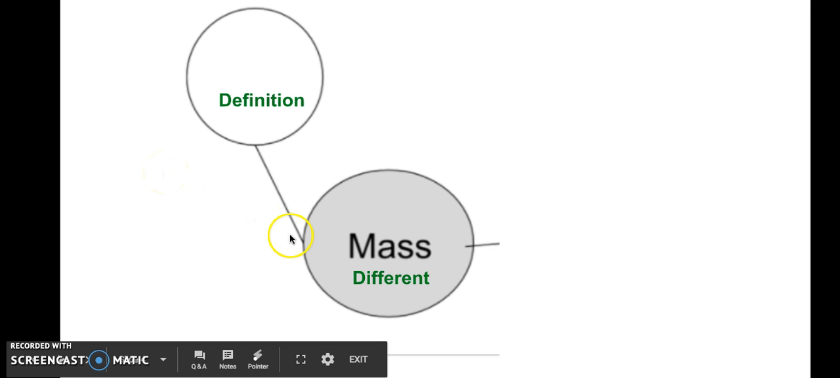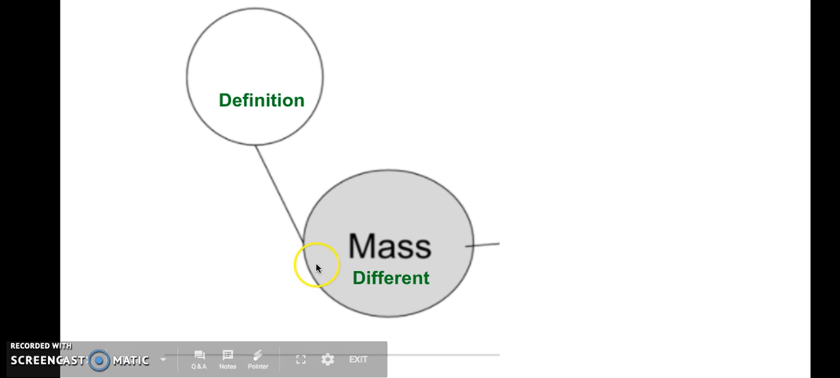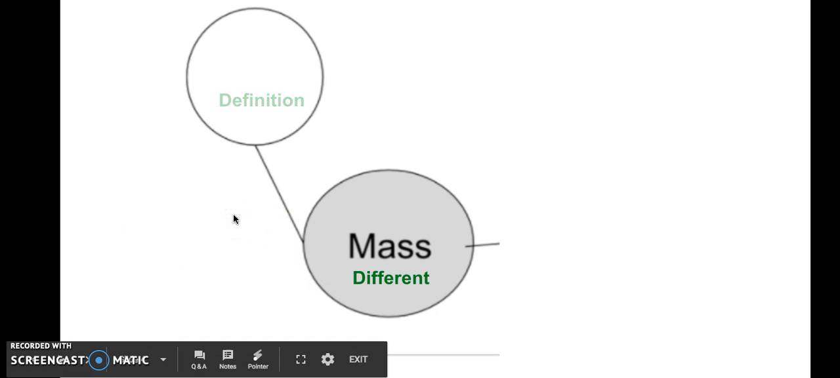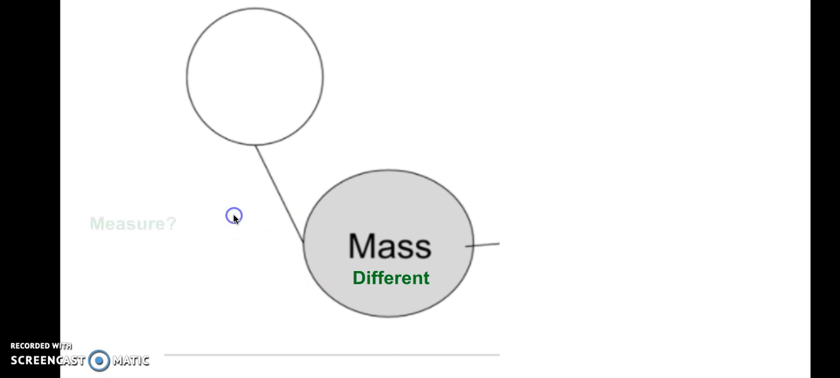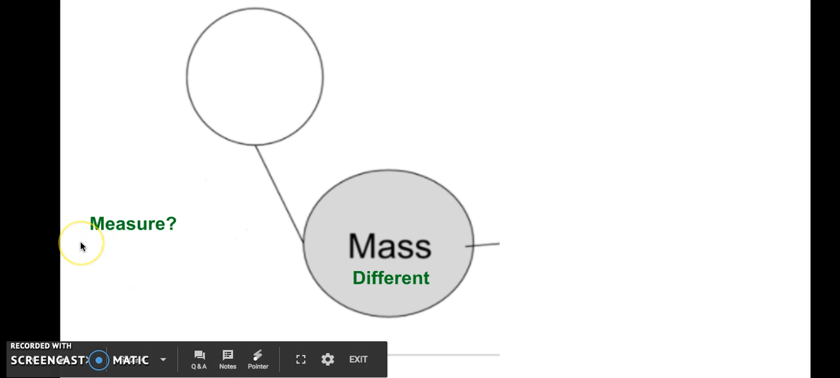Okay, students, now you're going to create another bubble for mass. And this time, we want you to look at your definitions again and find what does mass measure. Think about what does mass measure, and you're going to put that one word in your next bubble. Do that now.